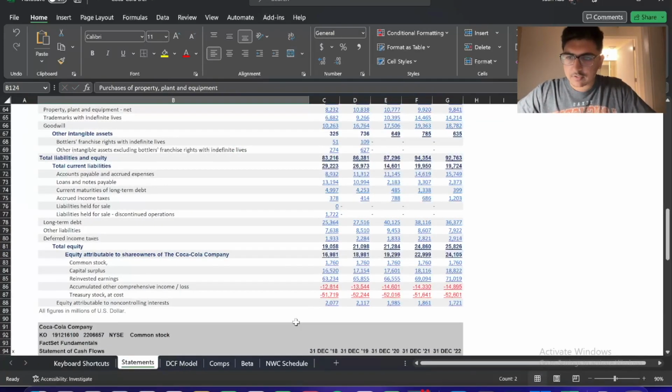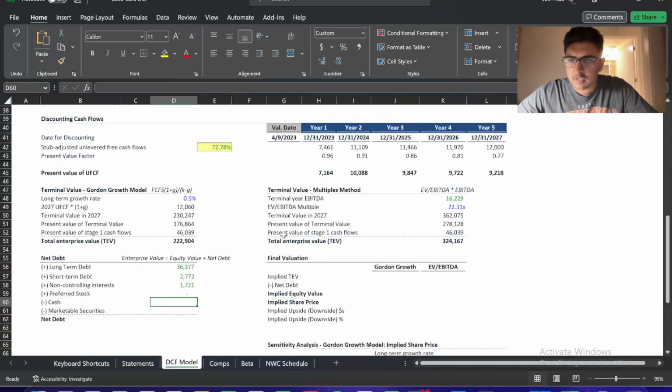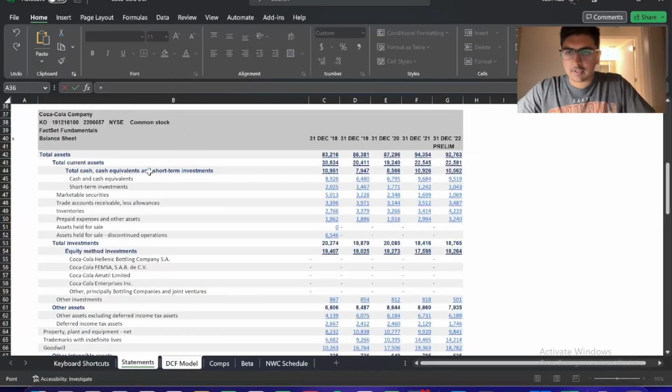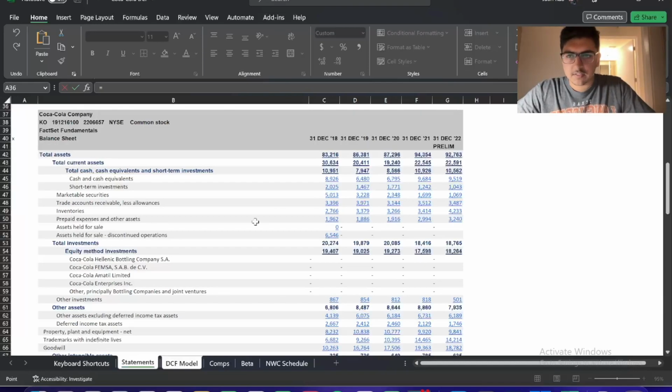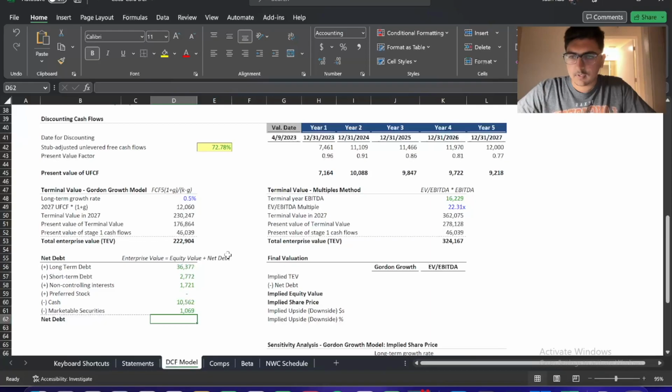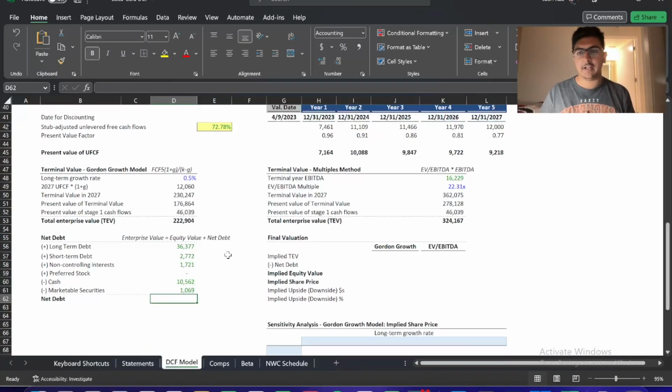So now cash. So let's go to cash and cash equivalents and short-term securities, short-term investments. So that is what total cash and cash equivalents is going to be. 10.562 billion. You could also take the sum of these two, I suppose, but I'm just going to get the subheader right here. And marketable securities, because these are also very liquid investments that could be converted to cash. And we explained all of this in our enterprise value and equity value lecture.